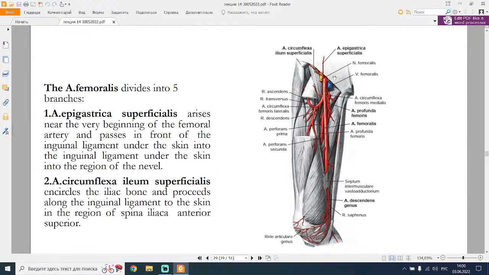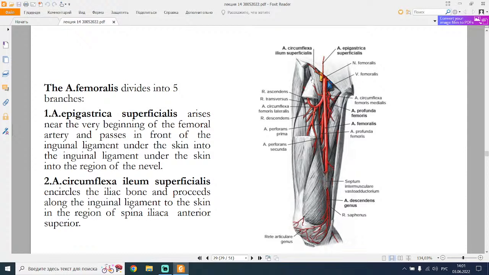superficialis. Arteria epigastrica superficialis arises near the very beginning of the femoral artery and passes in front of the inguinal ligament, under the skin into the region of the navel.